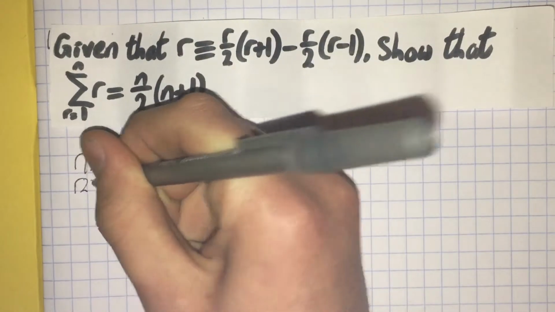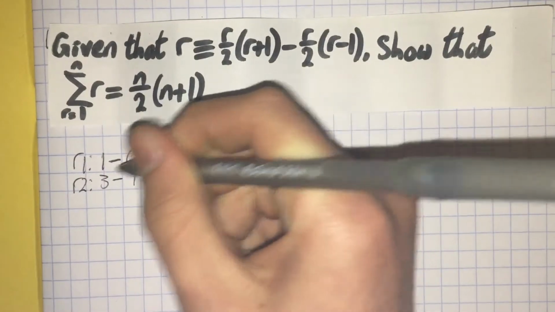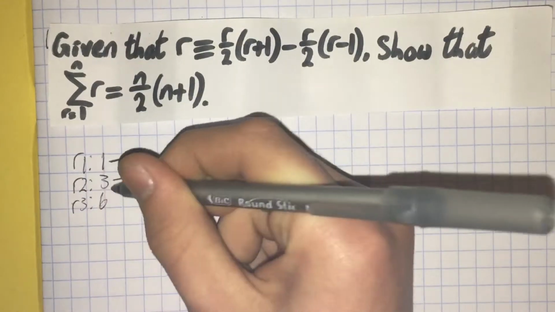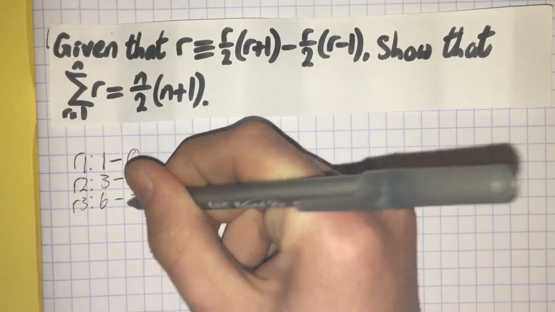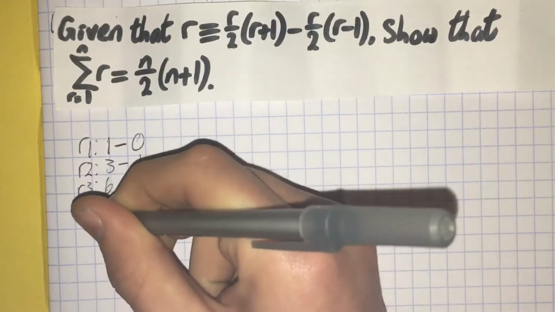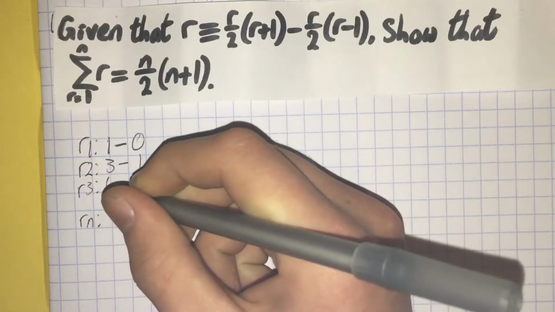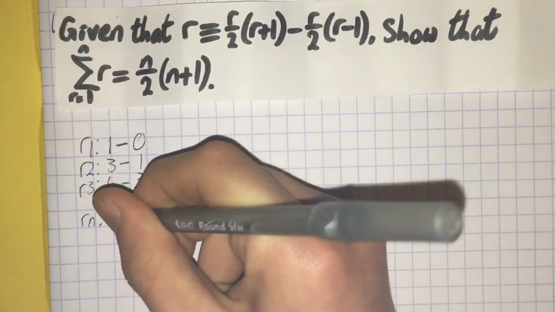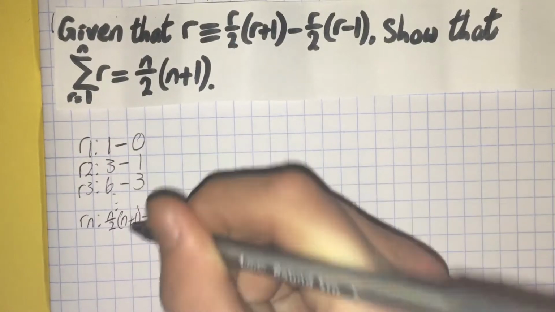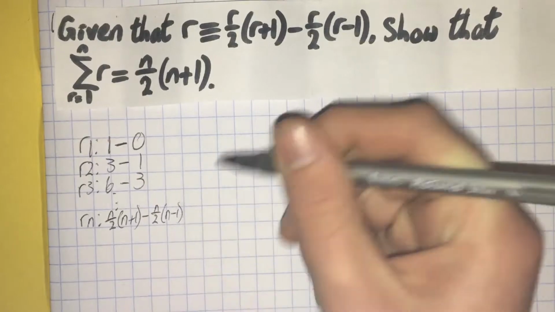And r equals 2, we'll do the same. We'll get 3 minus 1. r equals 3, you shall get 6 minus 3. And we can go down to r equals n, which will be our final term, and have n over 2 times (n+1) minus n over 2 times (n minus 1).